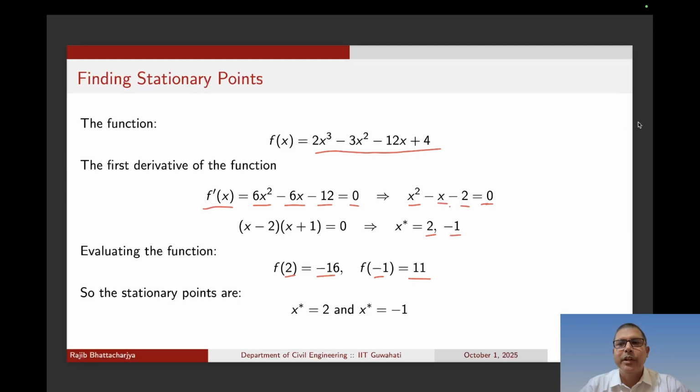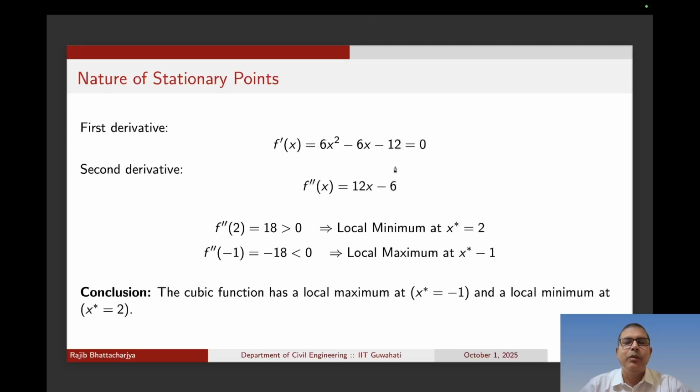Now what is the next objective? The next objective is that we have to obtain the nature of the stationary points. That means whether the point we have obtained is a minimum point, a maximum point, or an inflection point. For that, we'll obtain the higher order derivatives. Let us first obtain the second derivative. The second derivative of this function is 12x minus 6.